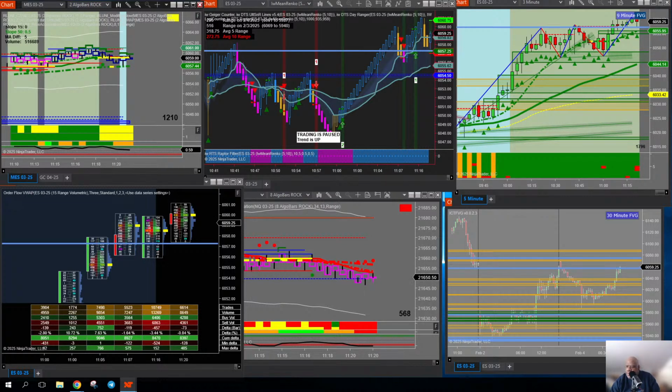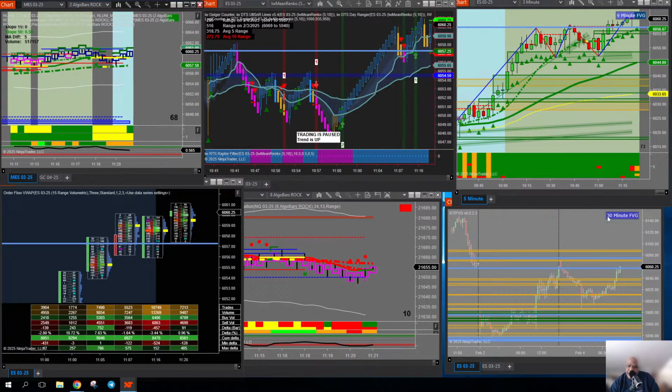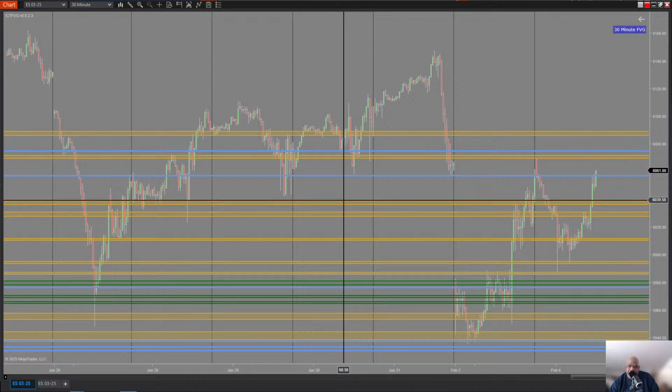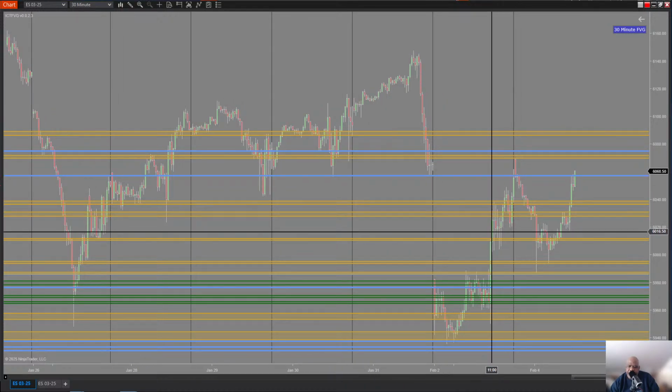We try to read it as good as we can. This market, especially nowadays, is very sensitive to news. The market's always been sensitive to news, but it's a different level now. Like we saw yesterday, if we go back to this chart on the 30-minute on ES, this big move here was news yesterday.